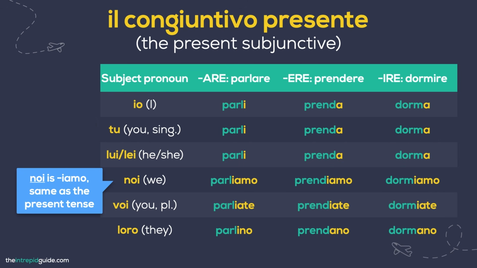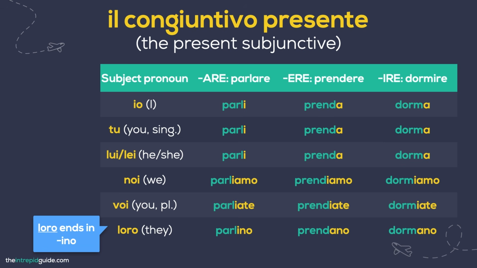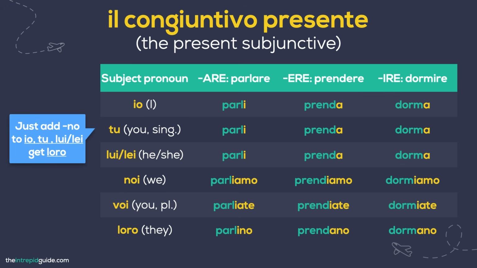The noi form is still iamo, literally the same ending that we saw from the present tense in shortcut 1, and that just leaves voi and loro. Voi ends in iate, that te ending is still doing its job, and loro ends in no. So we get ino for are verbs and ano for ere and ire verbs. There's another pattern here too. The io ending is hiding inside the loro ending. Parli sits inside parlino. Prenda sits inside prendano. Just add no to the io form and you've got loro.